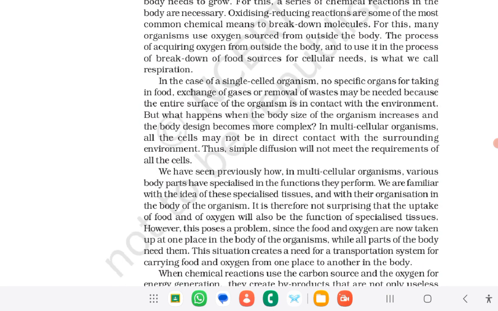In the case of a single celled organism, no specific organs for taking in food, exchange of gases, or removal of wastes may be needed because the entire surface of the organism is in contact with the environment. But what happens when the body size of the organism increases and the body design becomes more complex? In multicellular organisms, all the cells may not be in direct contact with the surrounding environment. Thus, simple diffusion will not meet the requirements of all the cells.